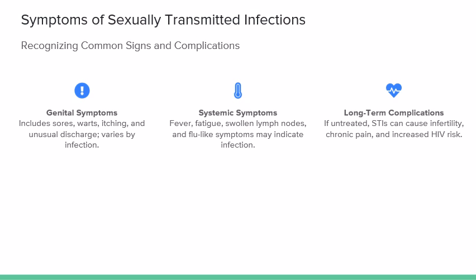Systemic symptoms such as fever, fatigue, and swollen lymph nodes can also indicate an underlying STI. In some cases, flu-like symptoms may appear, particularly in viral infections such as HIV or syphilis.